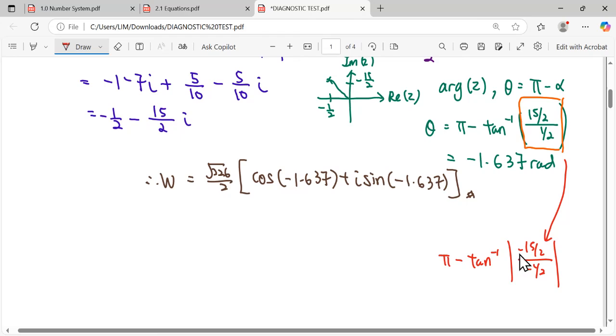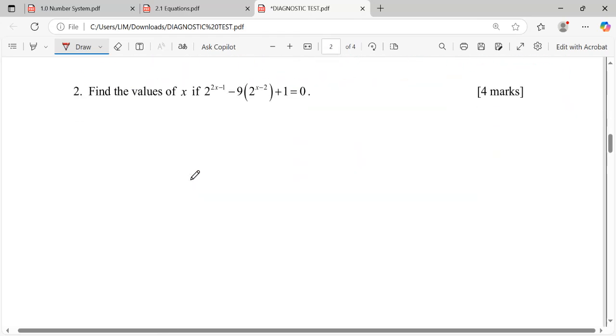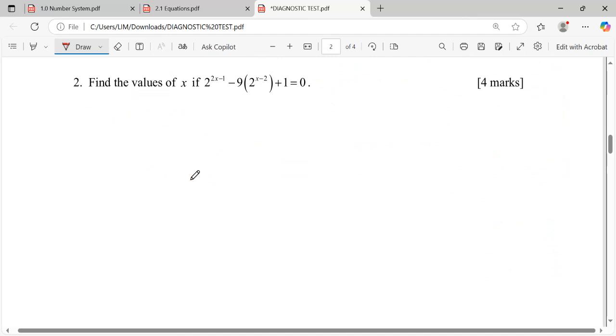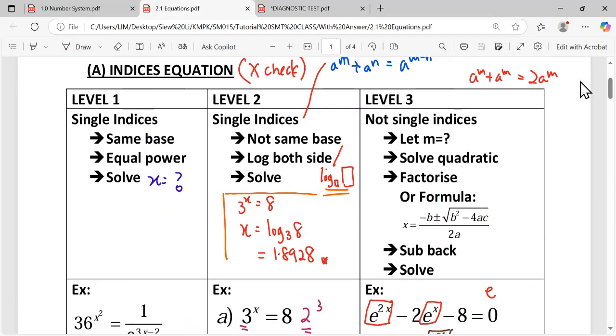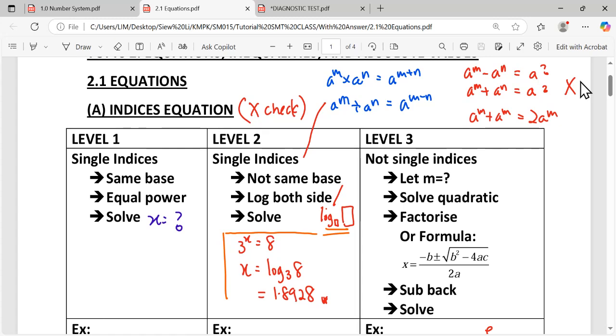Alright, so hopefully you didn't do this. Then we go for the next question, for indices. For indices, most of the students still will lose their mind when they do indices. So every time you get to an indices question, this thing you need to come up with in your mind: you have 3 options here. Easy to say, level 1, level 2, level 3.